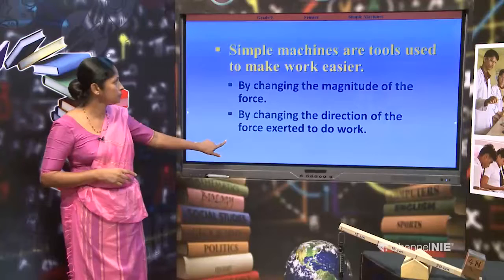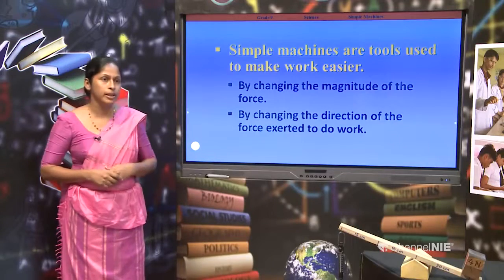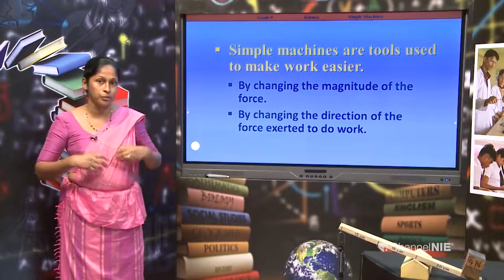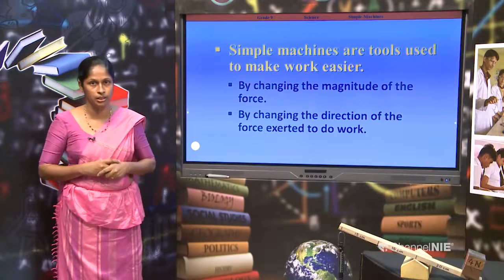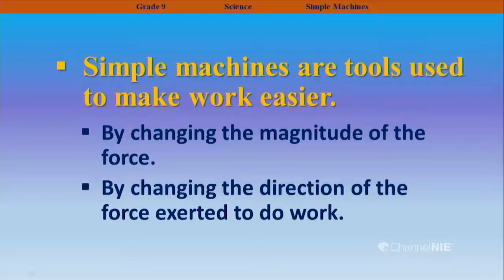How? Simple machines make our work easier in two ways. Number one, by changing the magnitude of the force that we exert to do a particular work. Number two, by changing the direction in which we exert the force.